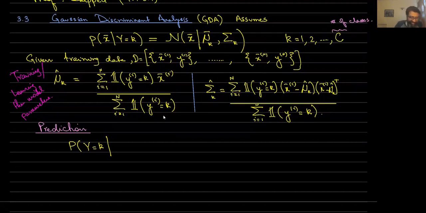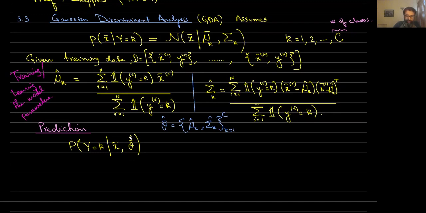Sorry sir. Right. So given x and given the parameter estimates, where what I mean by the parameter estimates is theta hat, and that refers to the set mu k hat and sigma k hat for k equals 1 to c, the set of all the parameters that I've estimated.